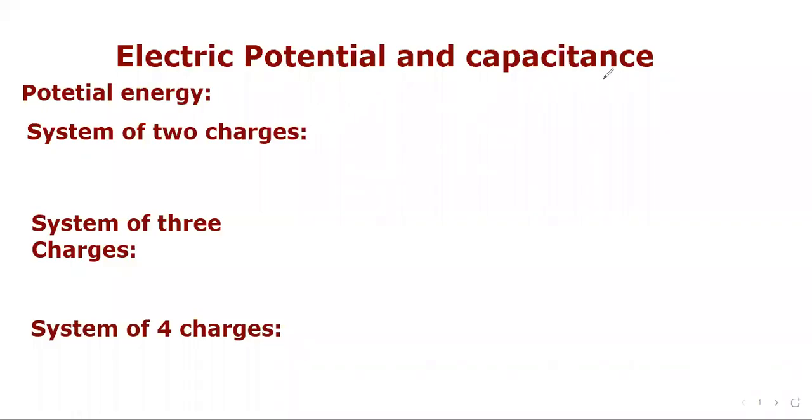Electric potential and capacitance. Potential energy. System of two charges. If Q1 and Q2 are two charges separated by distance r, then potential energy will be given by Q1 Q2 divided by 4 pi epsilon naught r.